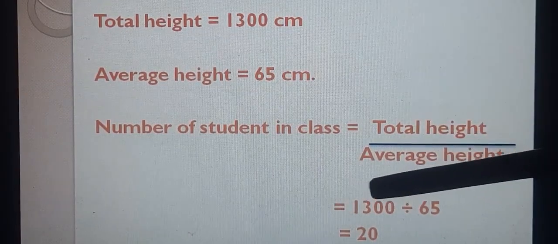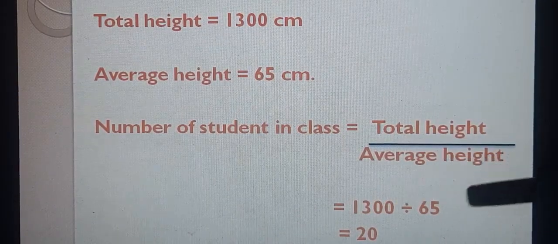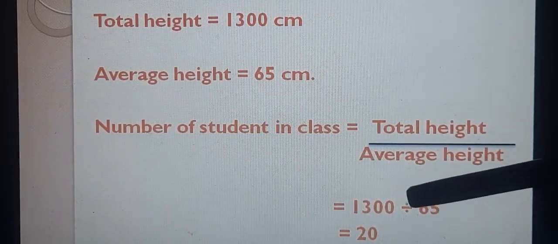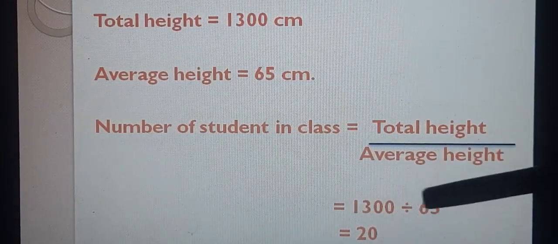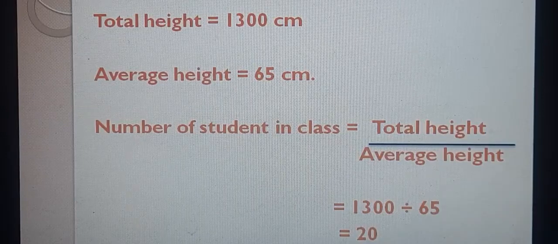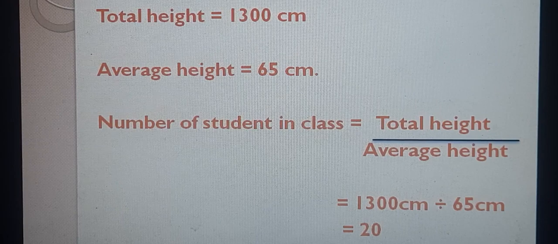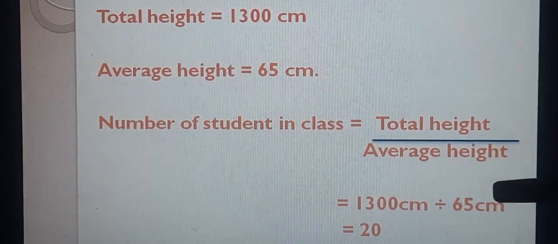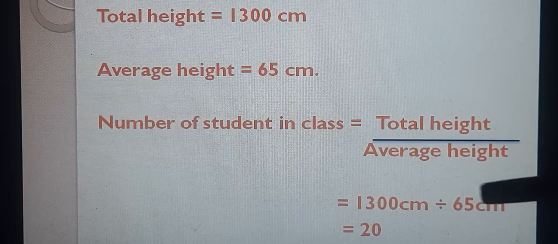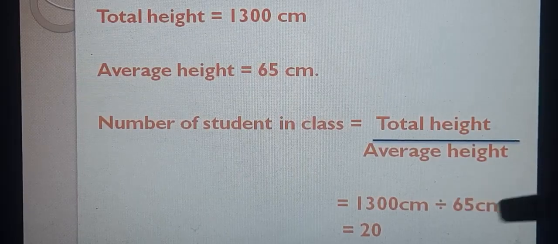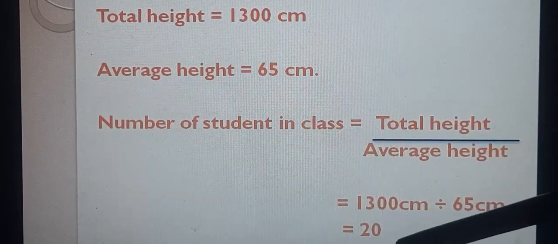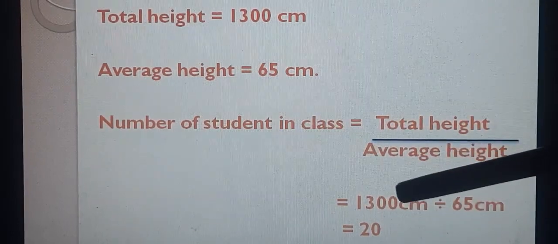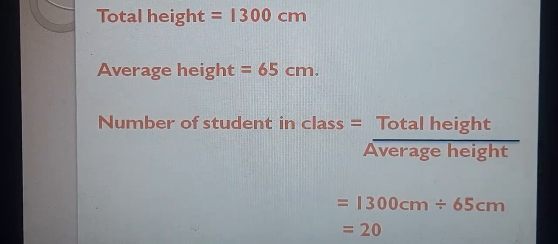Total height 1300 centimeter divided by average height 65 centimeter. 1300 divided by 65. 65 2s are 130. 65 zeros are 0. So total number of students are 20. Here unit you will write down centimeter, centimeter, and after division these will cancel. And because we are finding out the number of students, no centimeter will be there, no? It is clear from here. Centimeter, centimeter will be cancelled.